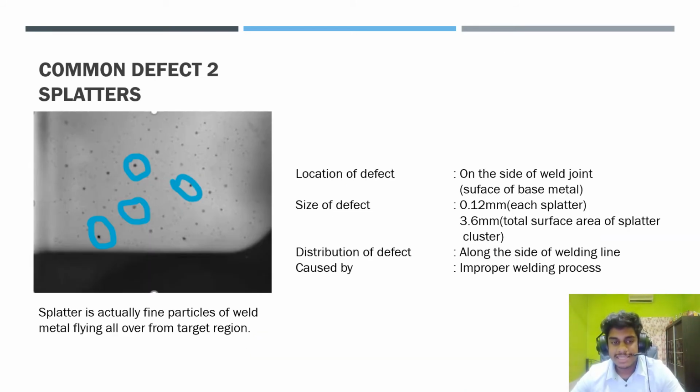As we realize, there are fine particles of welding metal flying beside the target region, and this is considered as splatters. So splatters are just fine welding metal that is a defect in the appearance of the base metal, and the location of the defect is the side of the weld joint or the surface of the base metal beside the welding joint. The size could be 0.12 millimeter for each splatter, and overall adding all of them together could be 3.6 millimeter. Distribution of the defect is along the side of the welding point, and again caused by an improper welding process.